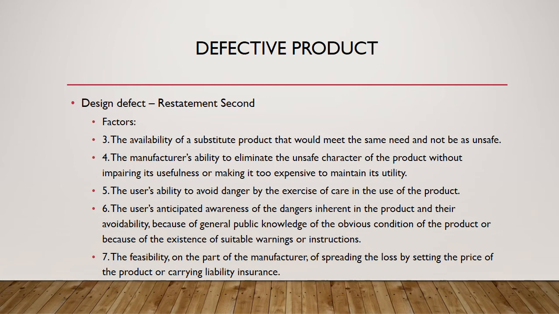And the last factor is you look at the feasibility on the manufacturer's part of spreading the loss by setting the price of the product or carrying liability insurance. So you're looking at what's the likelihood of the manufacturer helping bear this risk or allocate the loss to them by carrying liability insurance to protect against the harm that could have happened, or by setting the price of the product high enough that it would have sufficient funds for litigation over these claims, but also to be able to compensate people for the injuries and the harm that happens because of these defective products. So those are the 7 factors that you consider under the Restatement Second to determine if the design was defective.